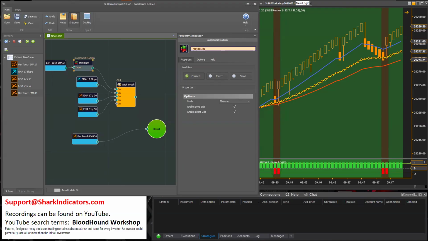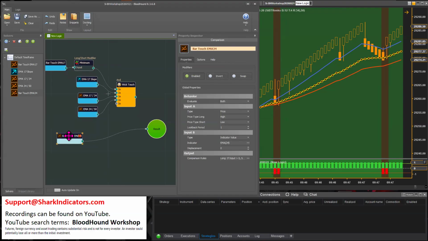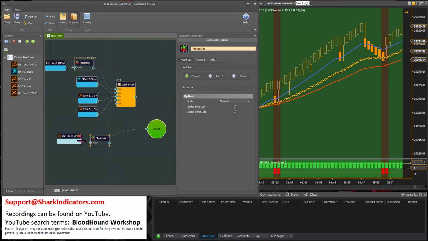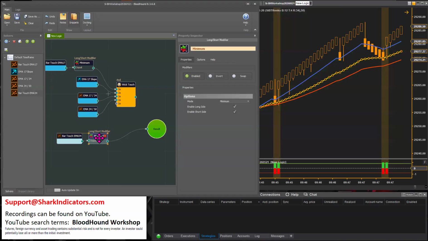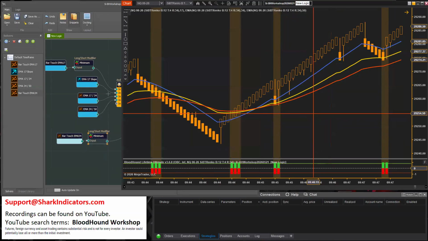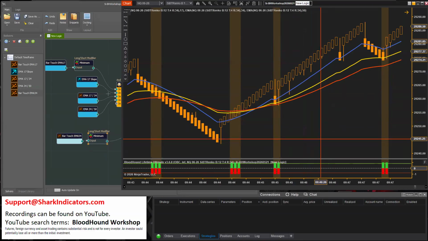We also need this long short modifier here, and I didn't do this earlier, but I do like to rename these based on whatever the mode is, so I know exactly what this long short modifier is doing. So now I'm going to copy that, and we'll paste that down here, like so. All right, so there you go. There's our bars touching, right?